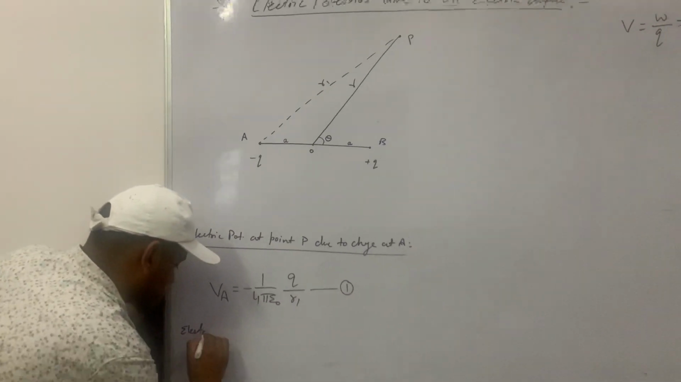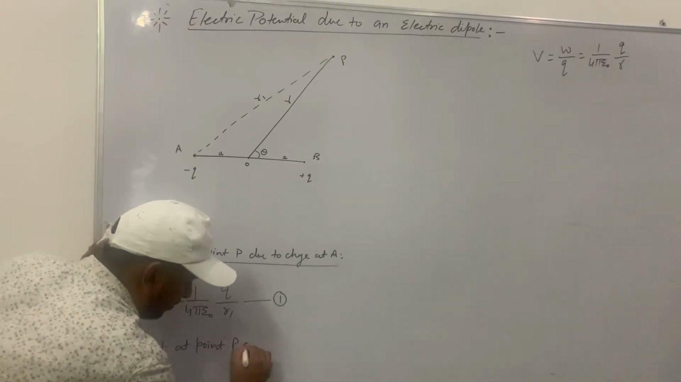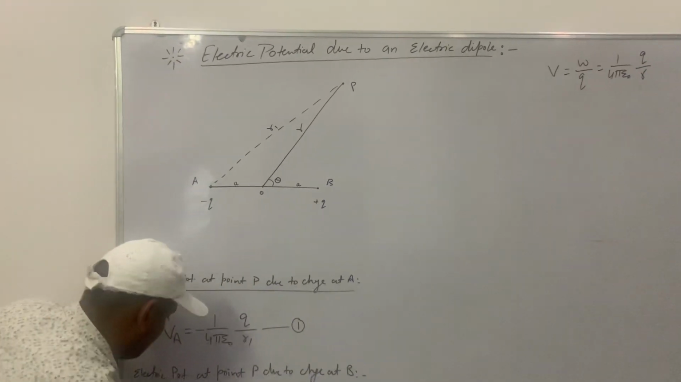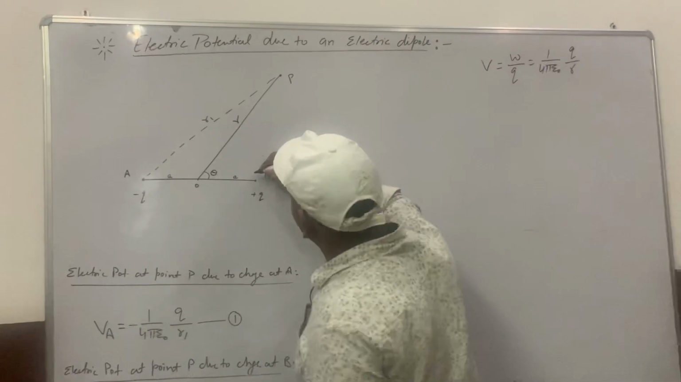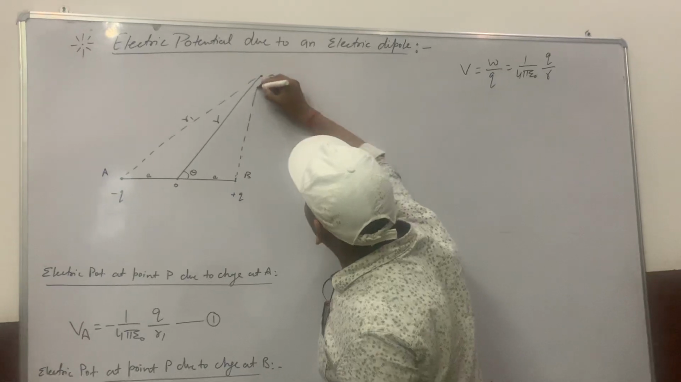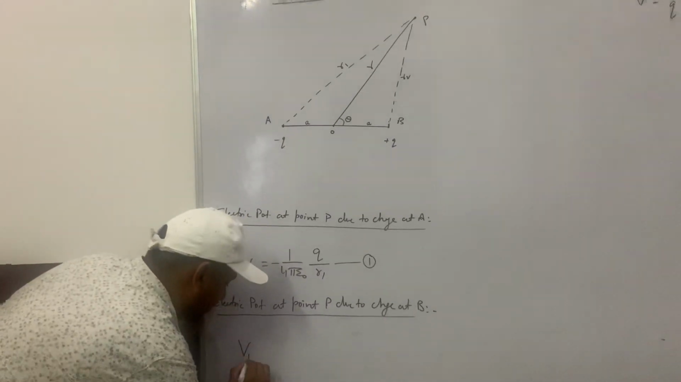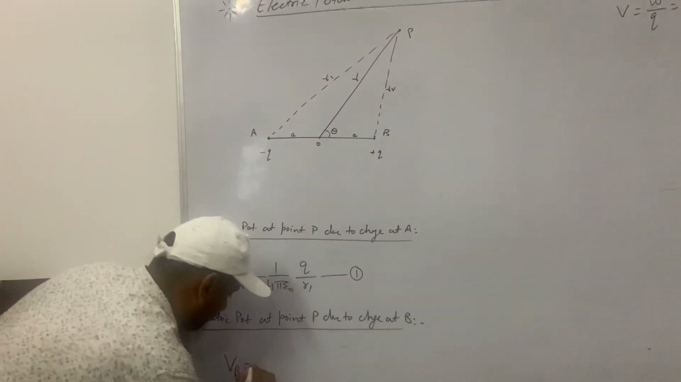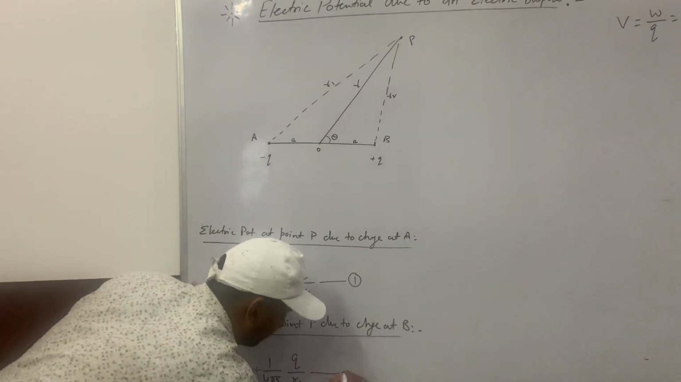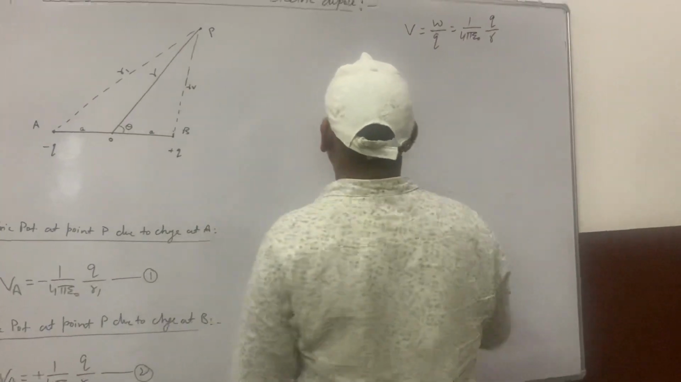Similarly, electric potential at point P due to charge at B. Let the distance from charge to the point be r2. So potential becomes VB equal to plus 1 over 4 pi epsilon naught q over r2. That is equation second.